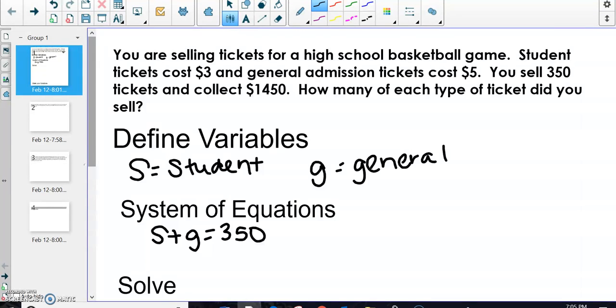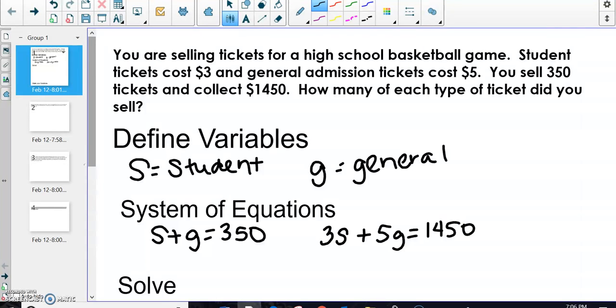Then I'm going to write another equation based off of the cost. So the student tickets cost $3. So 3 times S plus 5 times G is going to equal $1,450. So here we have two different equations.